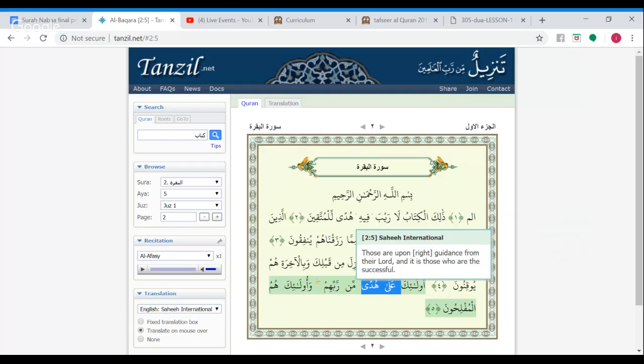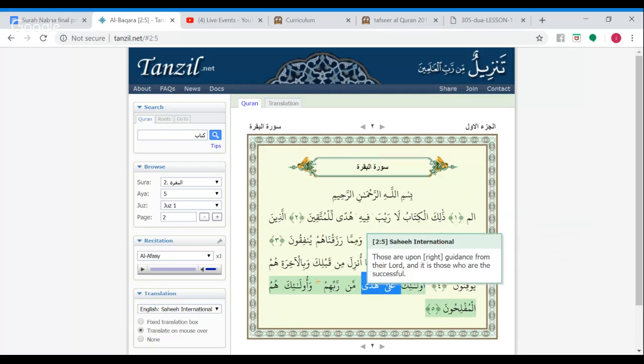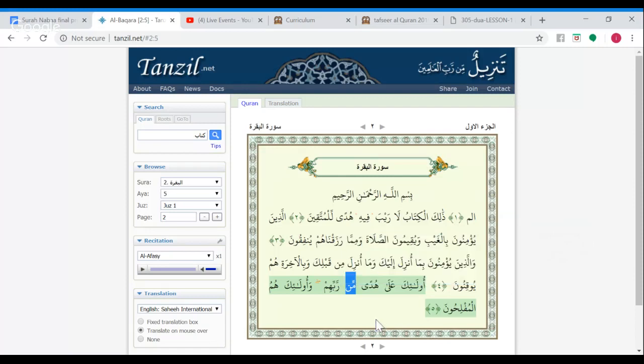Yes, ala is a harf jar. But why is this hudan not hudin? Why is it not carrying the kasra? We will do this later, inshallah. There is a reason behind it. Ila and ala both are harf jar. Remember, we have not done everything yet. So min is a harf jar. Min means from.